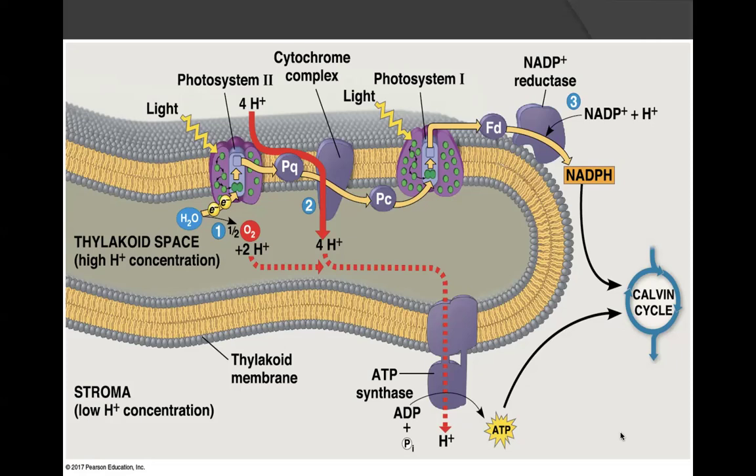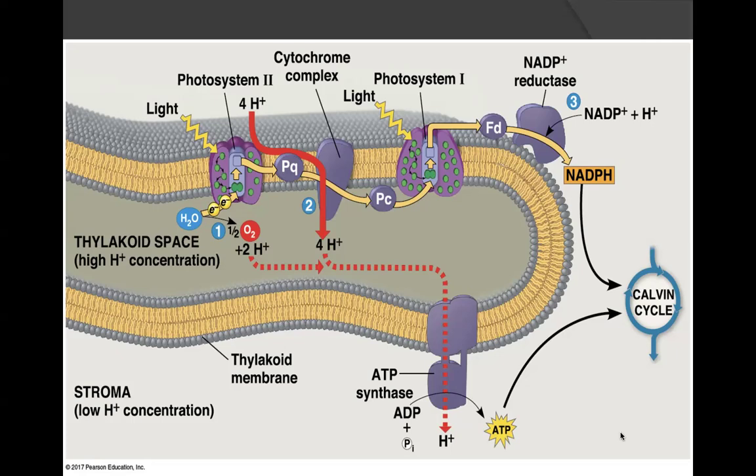Ferredoxin will then allow for those electrons to then be transferred to make NADPH. And in this case, we have NADP+ reductase, which is simply an enzyme that will help catalyze that reaction. It will take NADP+, it will also take protons, and it will help take in those electrons to reduce it to form NADPH.